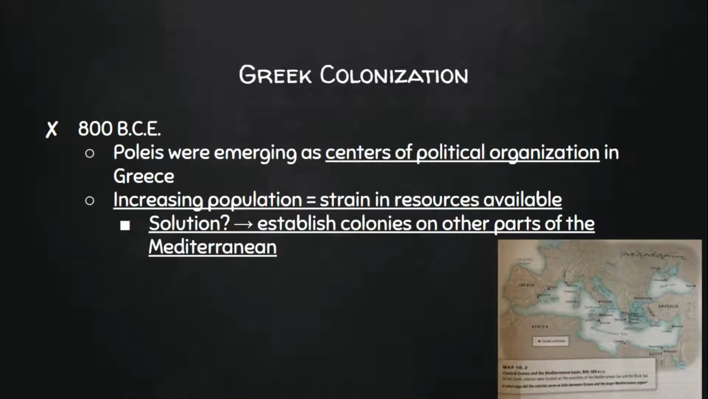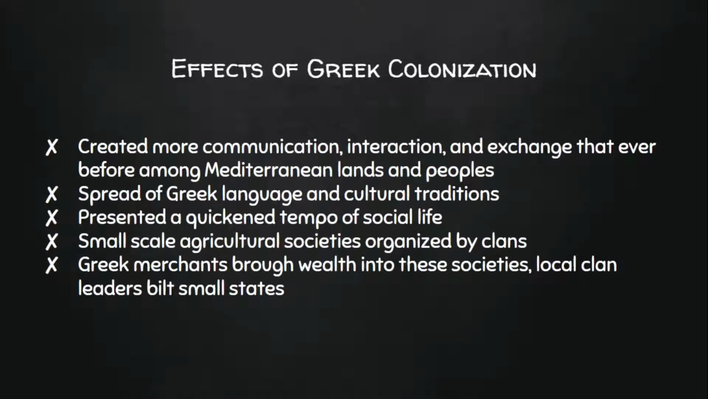So looking at Greek colonization, which started around 800 BCE. The poleis were emerging as centers of political organization in Greece. And with this increasing population came a strain in the resources that were available. And the only solution during this time would have been to establish or create colonies in other parts of the Mediterranean. And this had a pretty ginormous effect on ancient Greece as a whole.